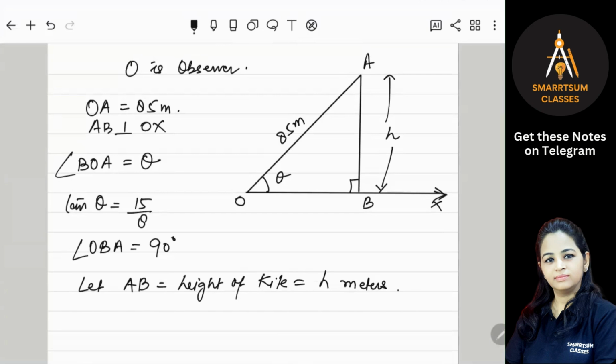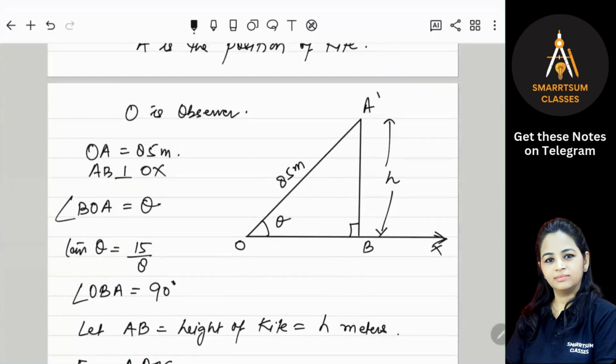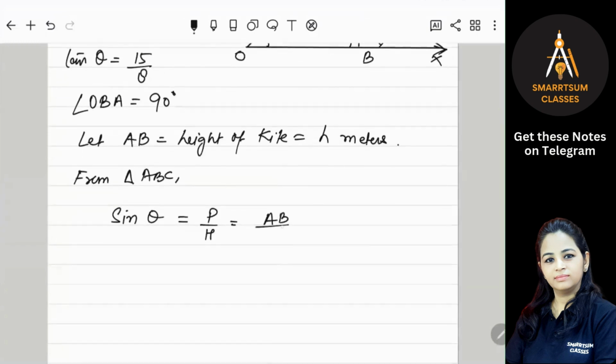Right? Now since this is a right angle triangle, from right angle triangle ABO, what do we have? Sine theta. What is sine theta? Perpendicular upon hypotenuse, right? What is perpendicular here? AB is the perpendicular length and OA is the hypotenuse, right? So write down AB upon OA, right? Getting it?